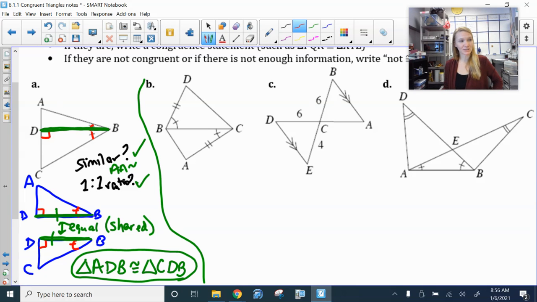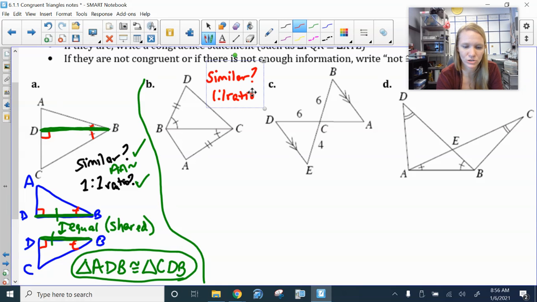So the next one's kind of done the same way. They gave us some more information, or some different kinds of information. But again, we want to know, are they similar? And do they have a 1-to-1 ratio? Those are the two requirements.